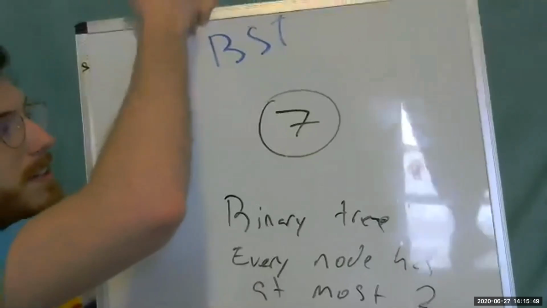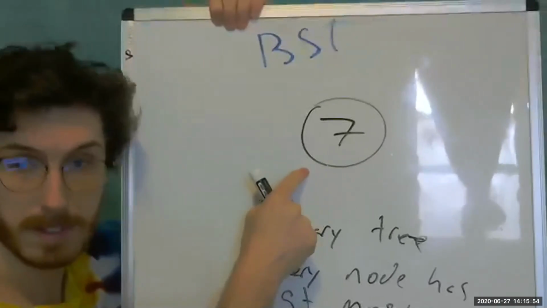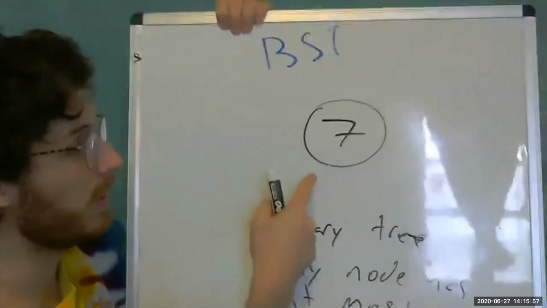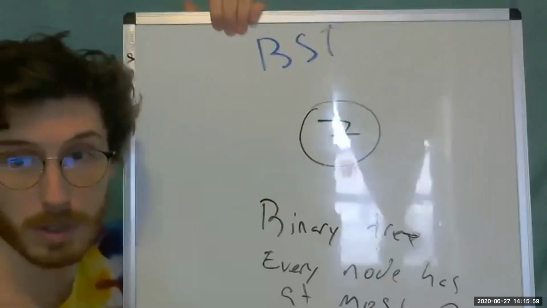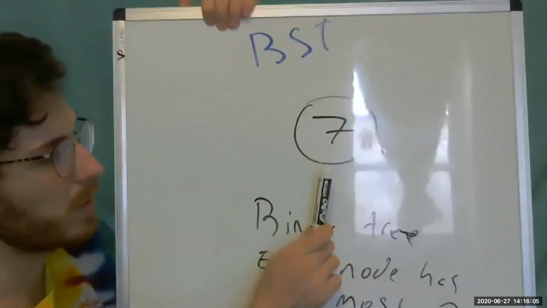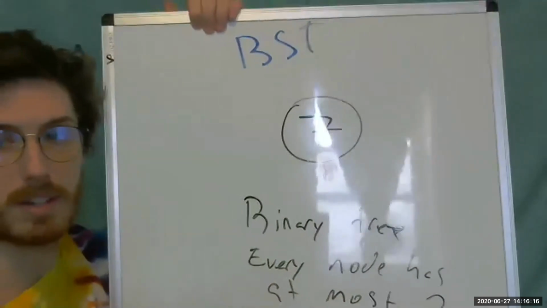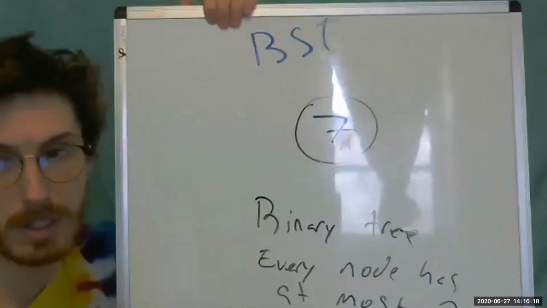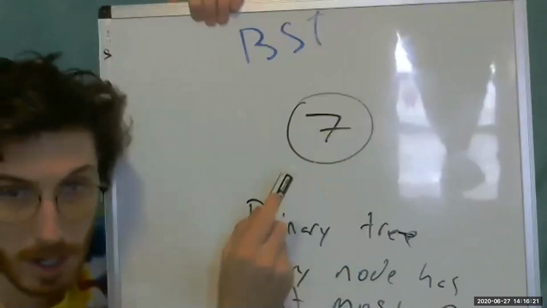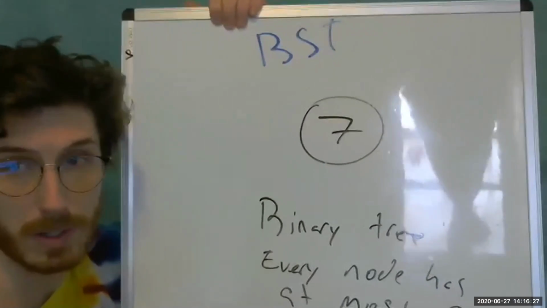So, is this a binary tree? Yes, right? Because it's a node and it does not have more than 2 children. So we know this is a binary tree. Are all nodes to the left of this less than 7? Yeah, there aren't any nodes. Are all nodes to the right of this greater than 7? Well, there's not really any nodes. So this is, in fact, a binary search tree. This is the smallest binary search tree we can make, just a single node.